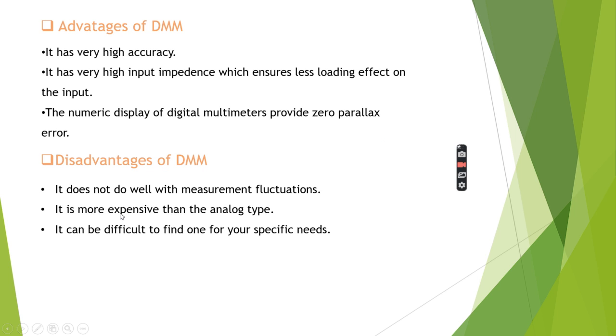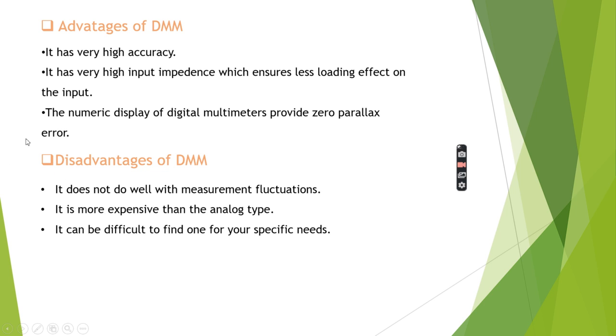Let me see advantages and disadvantages of digital multimeter. The advantages of digital multimeter are: first, it has very high accuracy. Second, it has very high input impedance, which ensures less loading effect on the input. Third, the numerical display of digital multimeters provides zero parallax error.